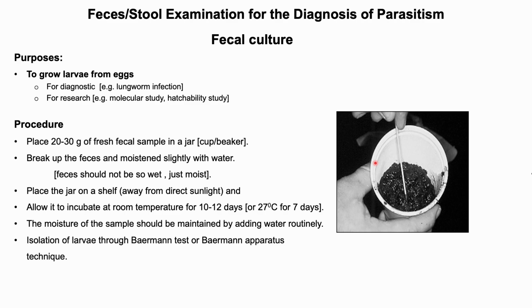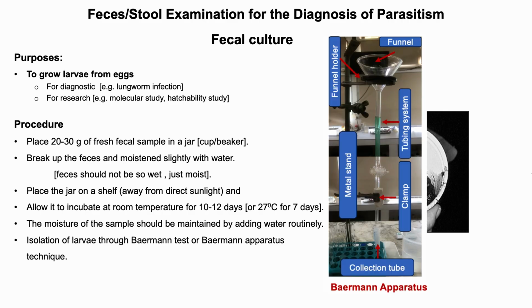Daily stirring of the culture will prevent the growth of mold and will circulate oxygen for the development of the larvae. If the sample begins to dry out, just add water. The moisture of the sample should be maintained by adding water routinely. Following the culture period, harvest the larvae using the Baermann apparatus technique.